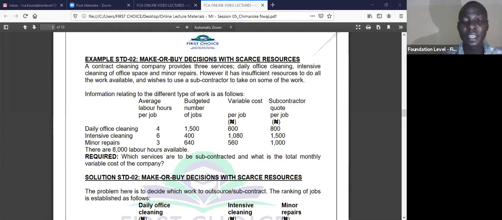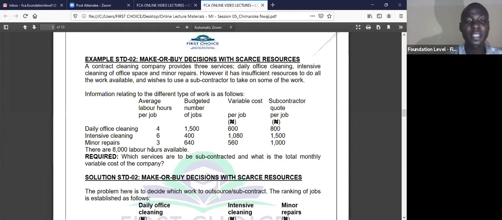You are having again 640 multiplied by 300. You are getting 1,920. At the end, you are having 10,320 hours required to do the job, but you only have 8,000 hours. So you see, whether your decision is telling you to do all of them is cheaper for you, you have to look at your restriction. Your restriction is saying, yes, I cannot do everything, so I have to subcontract.